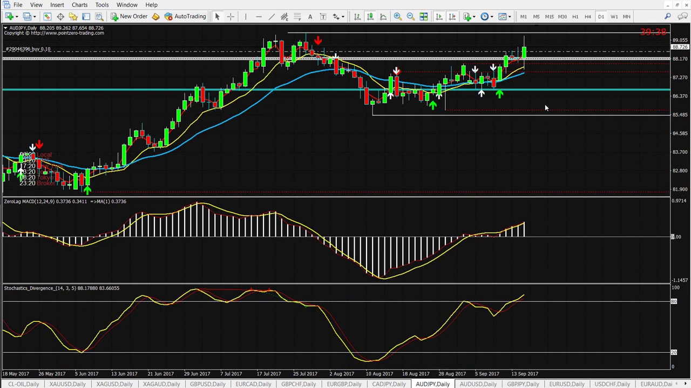AUDJPY is the same. We have this kind of a big candle. The wicks are very long, and it shows the sellers and buyers are fighting to decide the direction. I have a buy position here. I haven't locked in this one. It's very close to my stop loss, so maybe it's good if I close this trade.